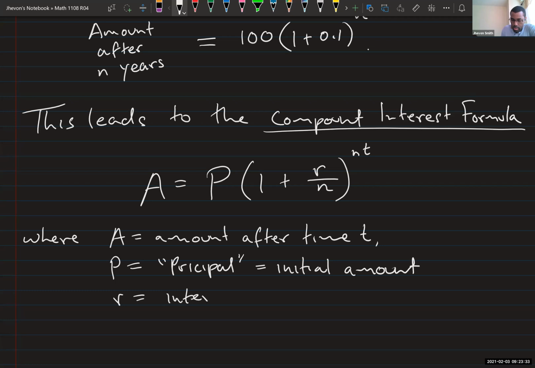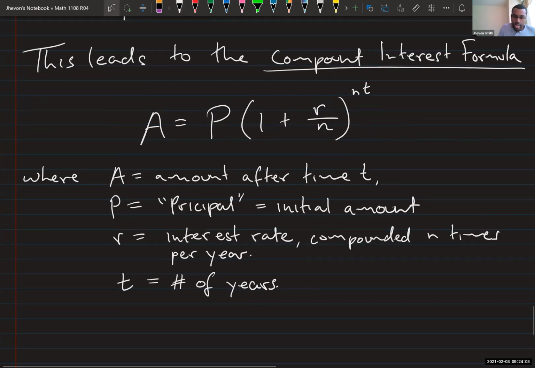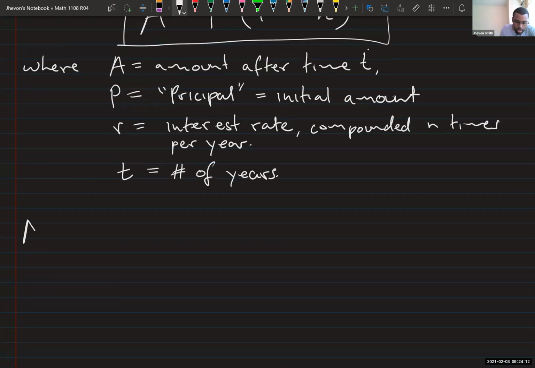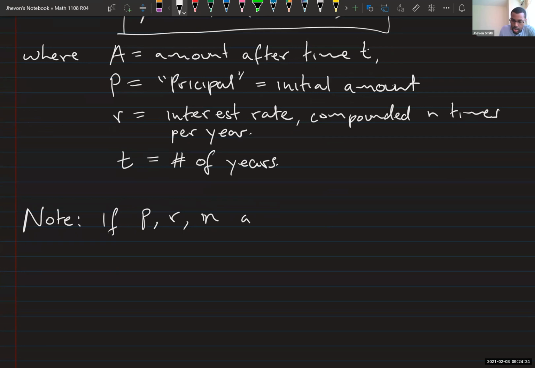R, this is the interest rate. And we think of it as compounded n times per year. And T is the number of years. Yes, so that's a very important formula. We will see it again in the next section, but I want to introduce it as note. If P, R, N are fixed, then this is an exponential function.